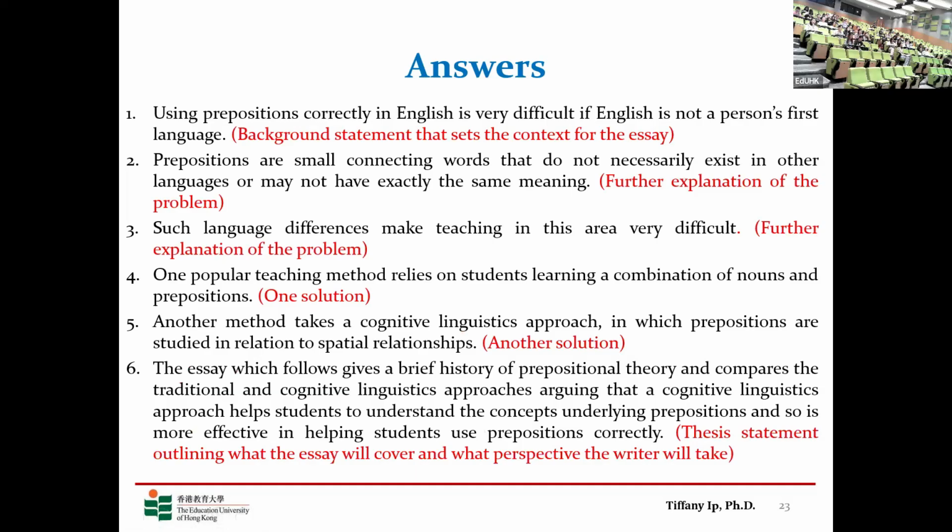So sentence 5 should be at the end because that is a very important thesis statement. This essay, which follows, gives a brief history of the prepositional theory and then compares the 2 approaches. And then the author's stance is also here, arguing that a cognitive linguistic approach would be more effective. So here the thesis statement suggests what the essay would talk about and also the stance of the writer.